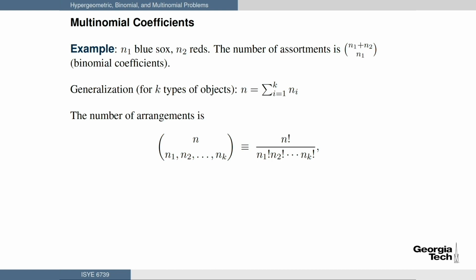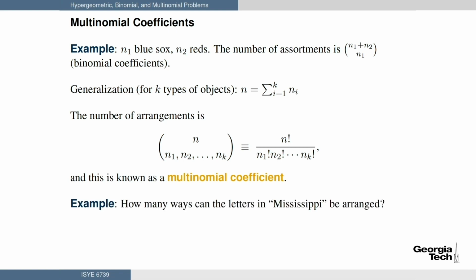This generalizes that. And in fact, the definition of this so-called multinomial coefficient is n factorial over n1 factorial, n2 factorial, times, nk factorial. This is the number of possible arrangements of the blues and the reds. Okay, and here's the cool example that everybody learns in their first probability course. How many ways can the letters in Mississippi be arranged?